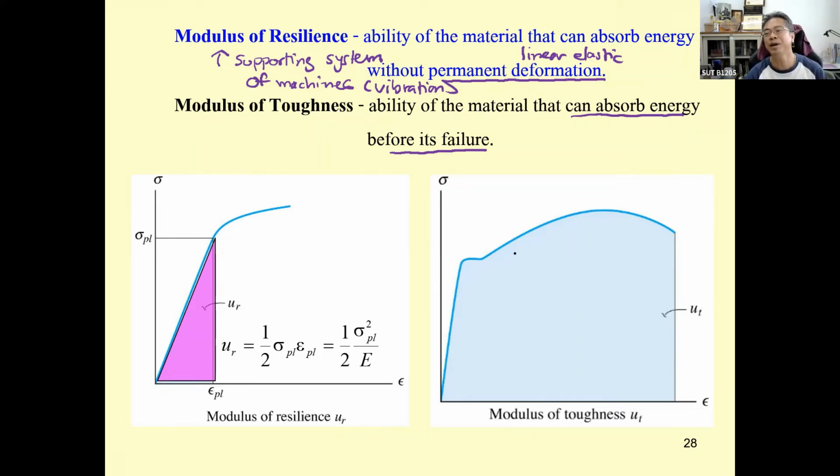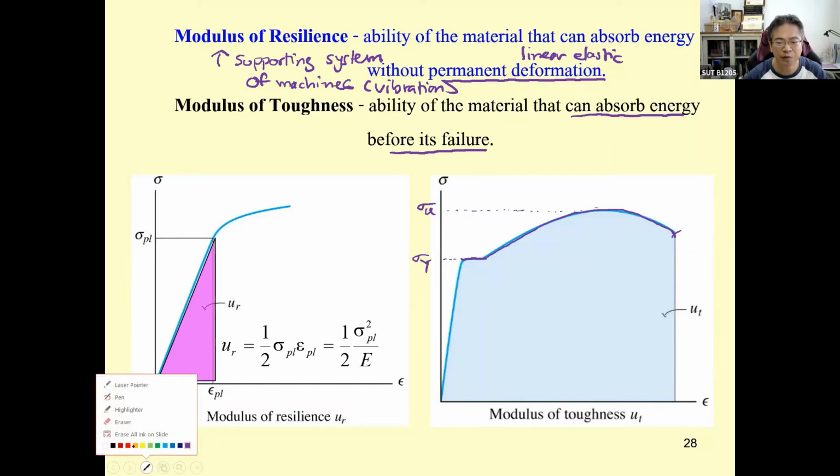So how do we compute it? Last time I said it's going to be very complicated because this is a curve. But engineers are very smart. This is going to be sigma sub u. This is going to be sigma sub y. And engineers said we can take the average between these two.